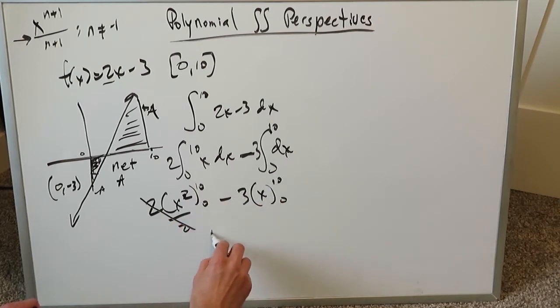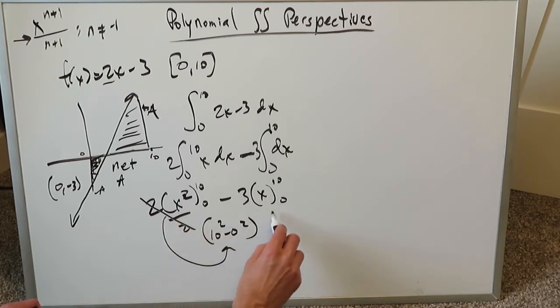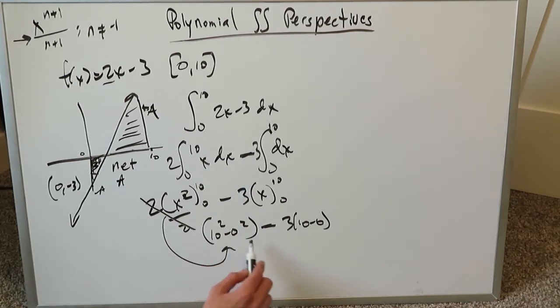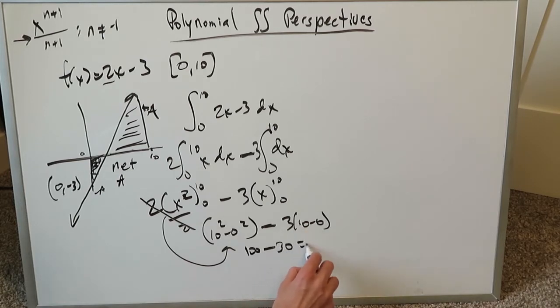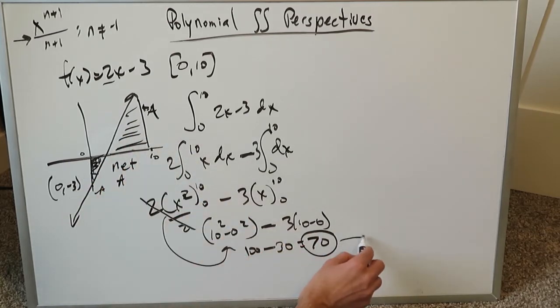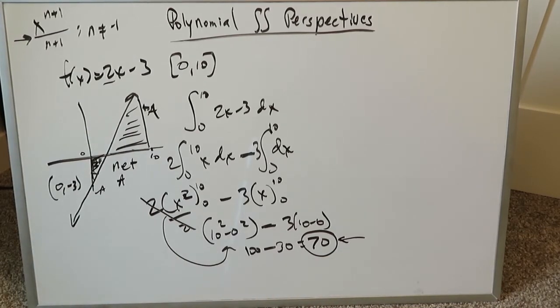How do you solve this? You'll do 10 squared minus 0 squared. This accounts for the first part, and then minus, you do 3 times 10 minus 0. Remember, it's always the upper limit placed into your antiderivative, subtracted from that the lower limit placed into that same antiderivative, and you get 100 minus 30. The area bounded by this curve within this interval happens to be 70 units squared, however you want to call it, but that's what it would be.